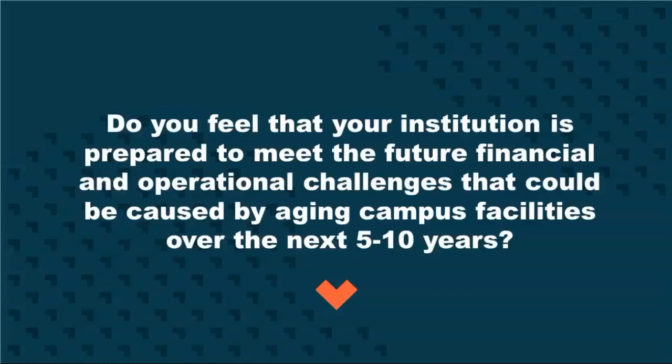The next question we dug into was how the institution is prepared to meet the future financial challenges that could be caused by aging campus facilities. So, taking a step from that 1 to 2 year look, it's about the preparation for looking even farther ahead, being able to handle the maintenance and operations on the campus facilities.